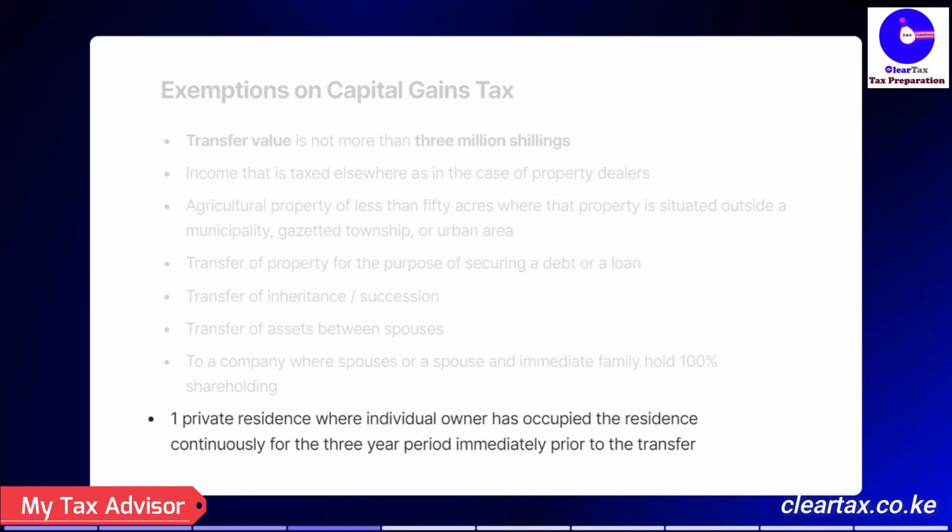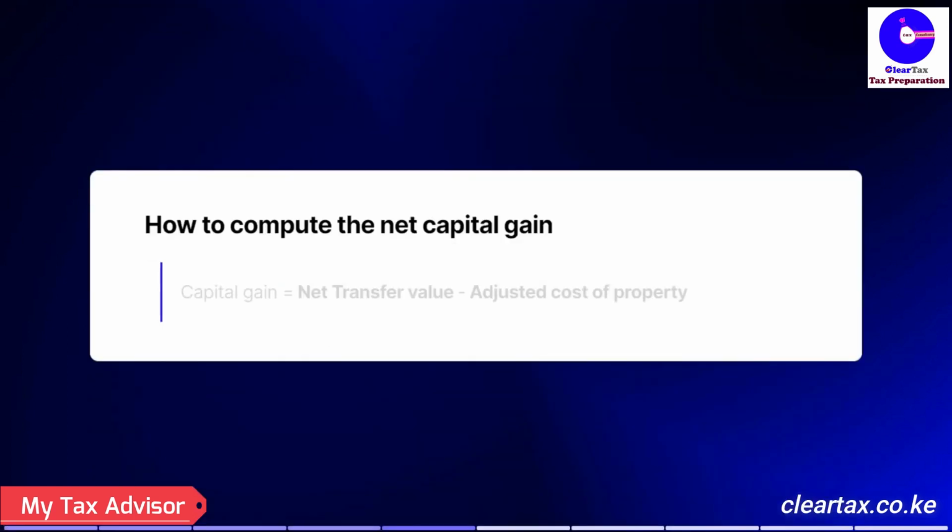And you can use it actually to grow wealth. You can grow 10 million to 20 million. Then you can sell that from 20 million to 30 million. You can grow wealth using this clause here. So make sure you occupy it for 3 years at least, and then you dispose of it.